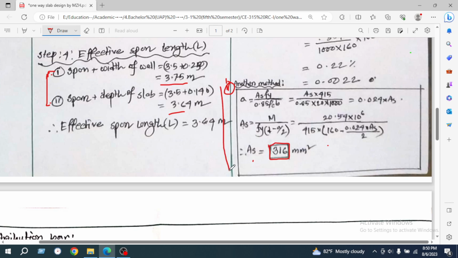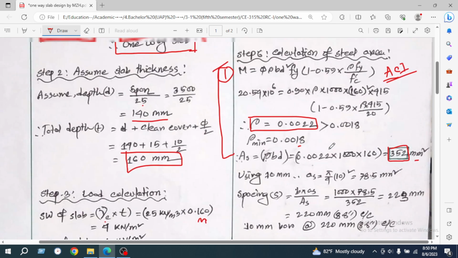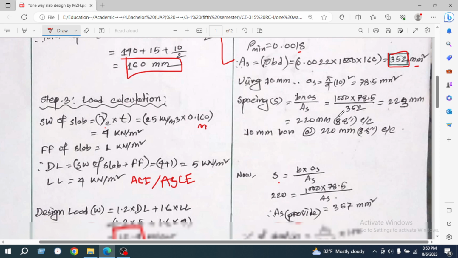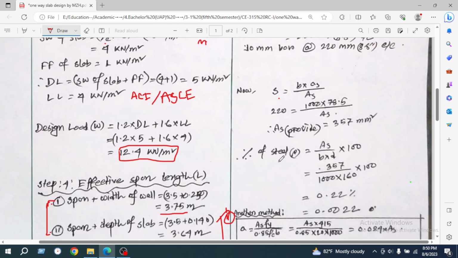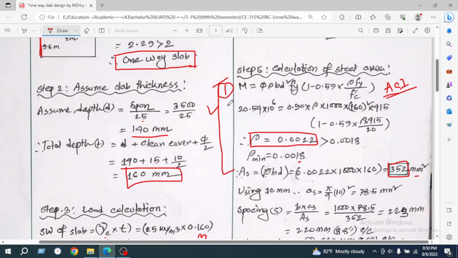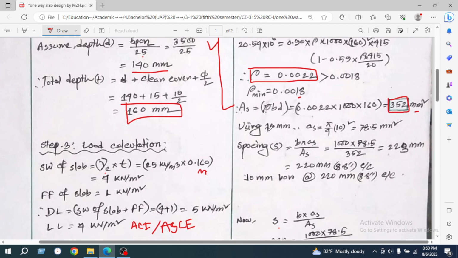This is our method 2. We get the steel area 316 millimeter square, and method 1 gave 352 millimeter square, which is a very close value. So we can use either method, but I will recommend this method because it is used in ACI 318.